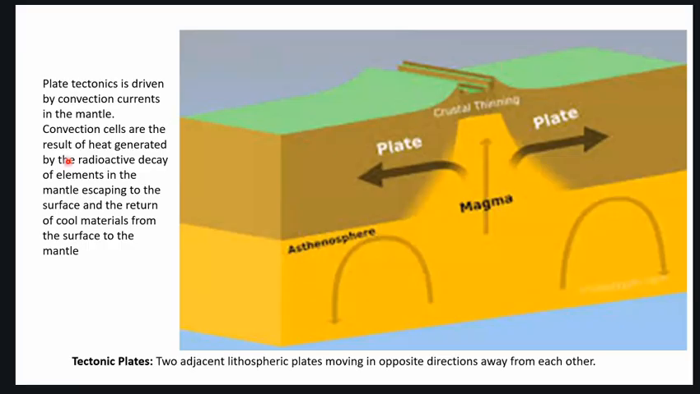So the convection cells are the results of heat generated by, it could be radioactive decay, elements in the mantle escaping into the surface. Remember, the mantle is extremely hot. It is the heat that is trying to escape into the surface. As it's getting down, it's carrying heat. It will take more heat, bring it up, it will cool. Go down, take more heat. So it is bringing this heat to the surface. Go down, take more heat. That is exactly what is happening.